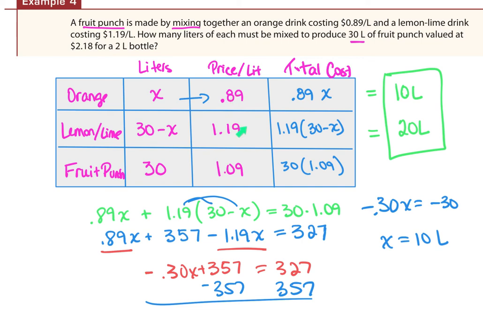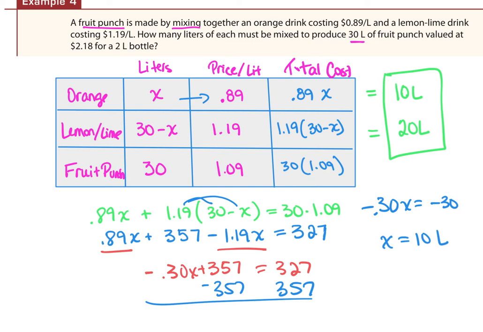How much each one is, how much the overall is. This column is going to be multiplying across, just like your distance, rate, and time. How many liters times how much it cost is my total cost. And then these two pieces should add up to the total. This piece plus this piece equals that piece.